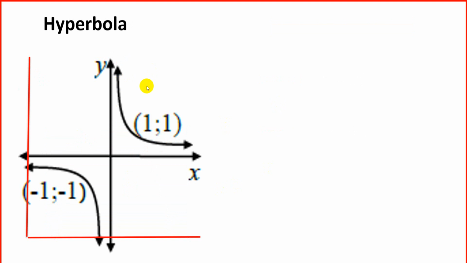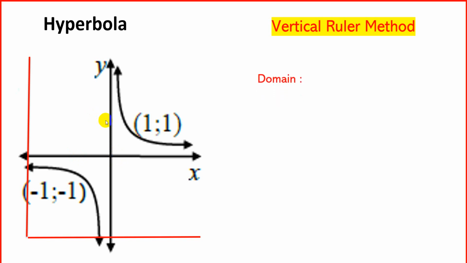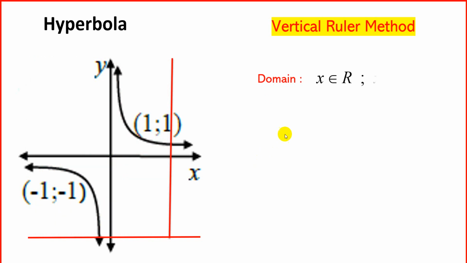We come to the hyperbola. And the hyperbola has asymptotes. Remember, the x-axis and the y-axis are asymptotes. The equation for the x-axis is y equal to 0. The equation for the y-axis is x equal to 0. So we want to find the domain of the hyperbola. And you'll notice as we slide, when the ruler is on the y-axis, it does not touch the graph. And that makes sense.